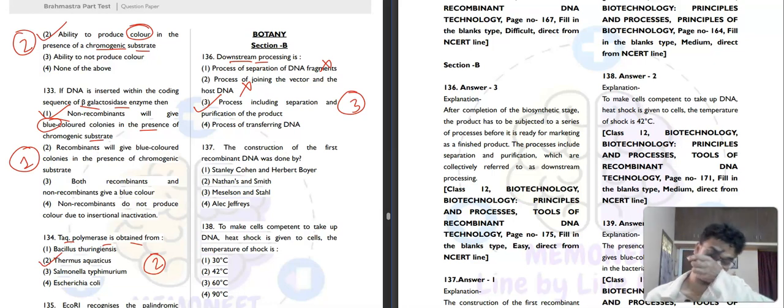Then 137. The construction of the first recombinant DNA was done by, I think this can be given as a scientist name, so this is an extra mark question. Done by Stanley Cohen and Herbert Boyer. So first option will be the correct answer. This can come in match the following for NEET 2025, I think.